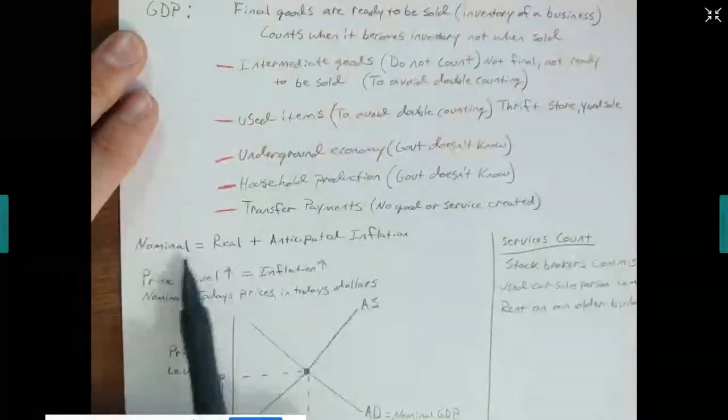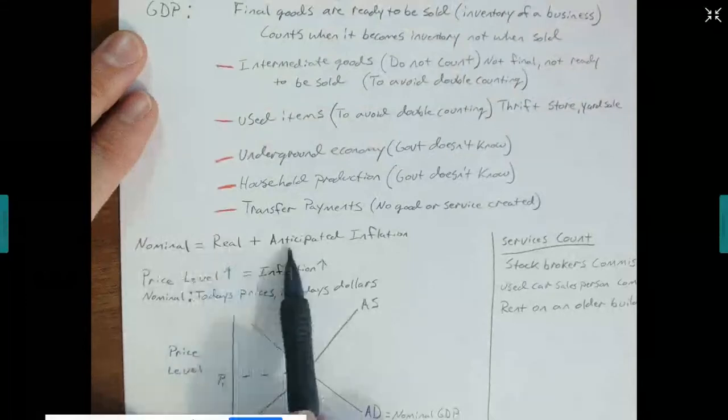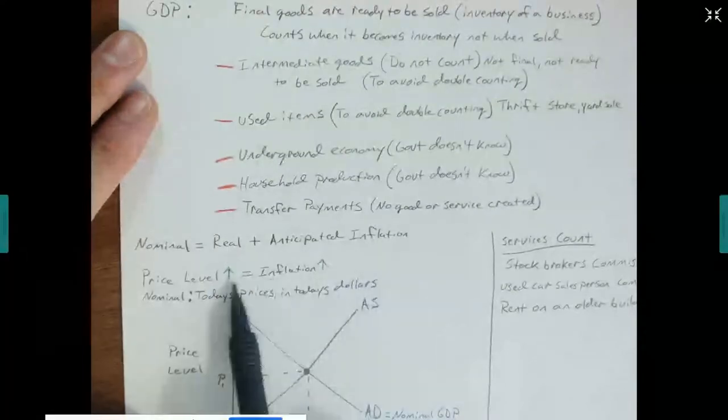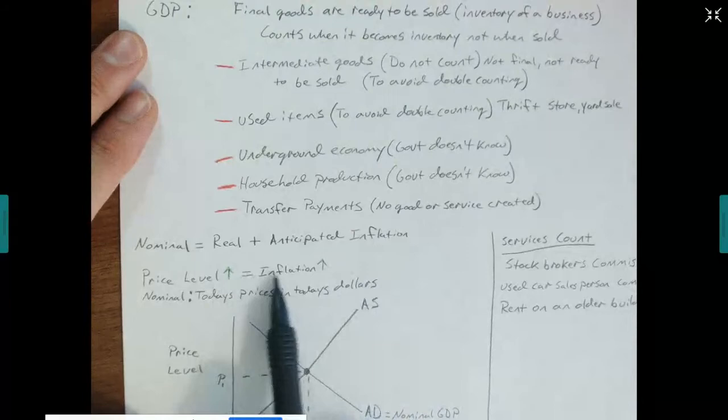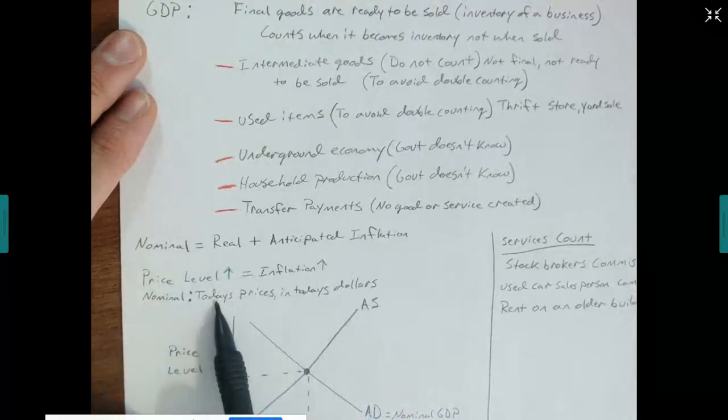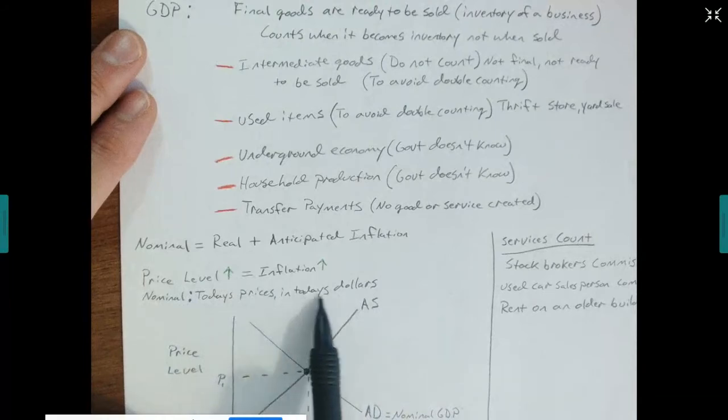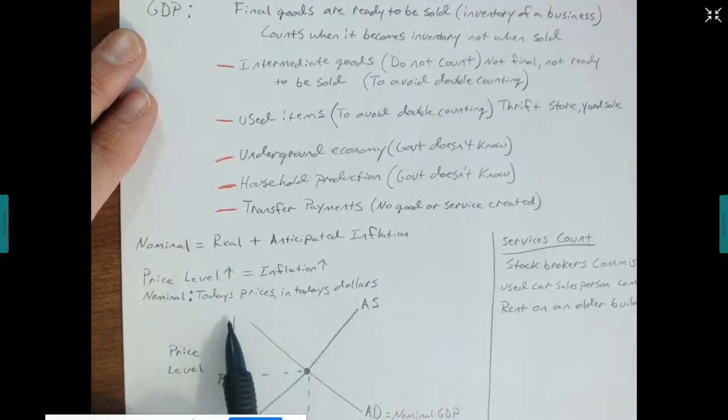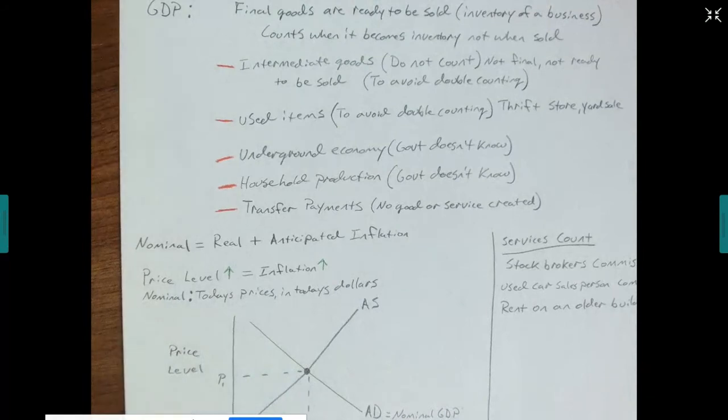Nominal is equal to real plus anticipated inflation. Inflation, we know, is nothing more than an increase in prices over time. Nominal is essentially today's prices in today's dollars. So, for example, the nominal price of a can of Coke today might be closer to $1. The nominal price of a can of Coke in 1950 would be closer to 10 cents. The Coke itself has not changed. However, the price for the Coca-Cola has changed.